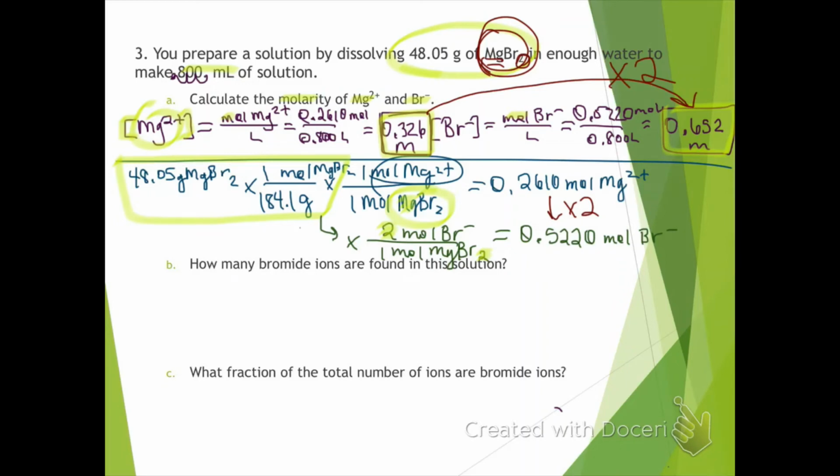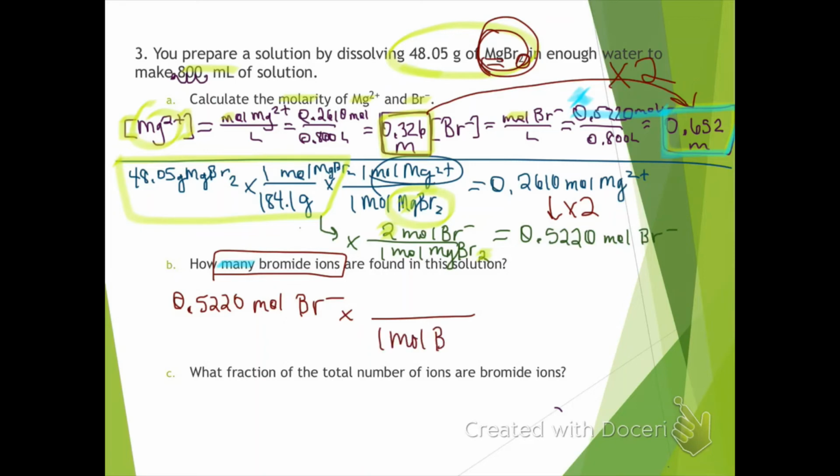On part B, we want to know how many bromide ions are found in this solution. Well, what do we know about bromide ions so far? I know that I have 0.520 moles of bromide ions, and I know my bromide ion molarity. Well, if I'm trying to get to how many ions, how many particles, I'm going to want to start with that mole value. Then converting moles to particles, well, that's just Avogadro's number.